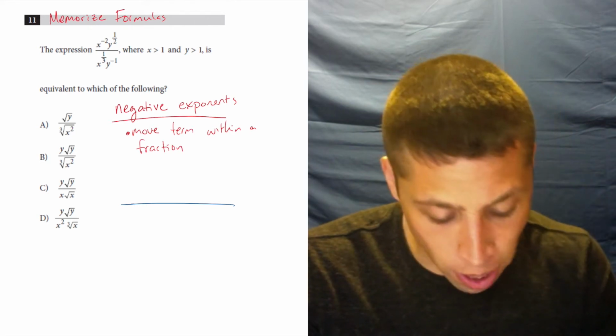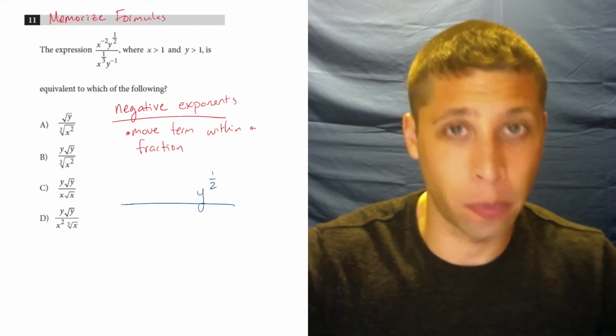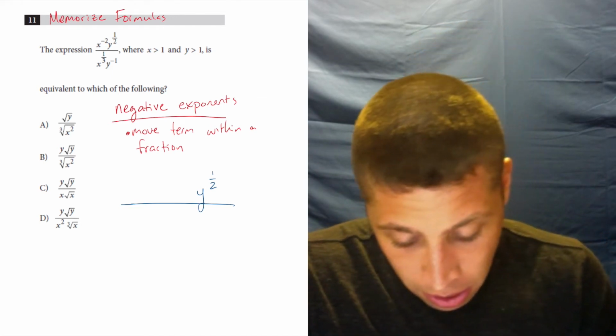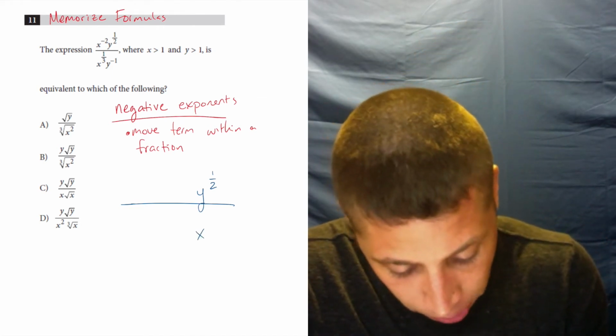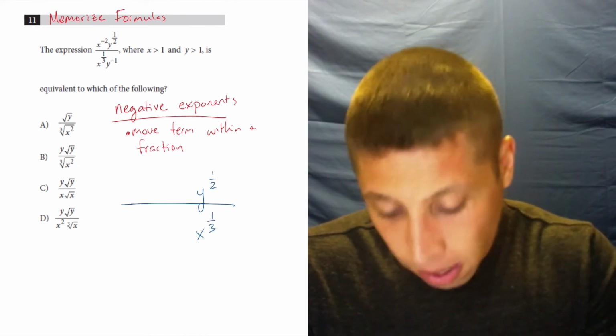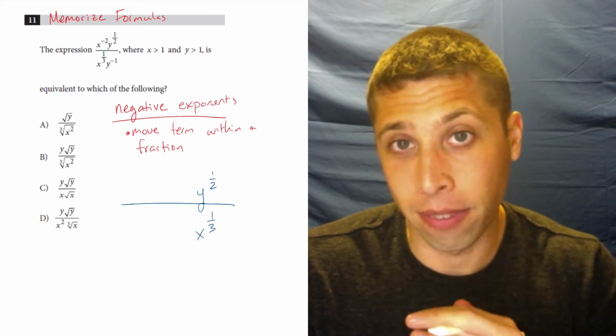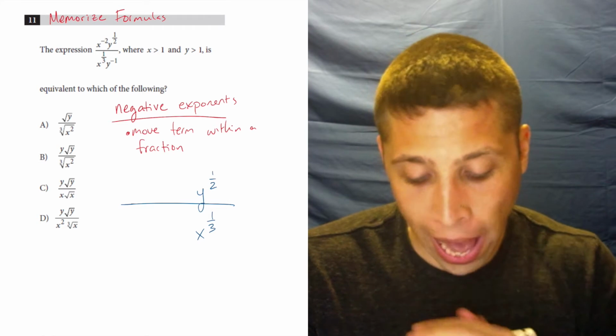So y to the 1/2, positive exponent, I don't want to touch it. Let's just leave it as is. x to the 1/3, same thing. I don't want to touch it. Let's leave it as is. But these other ones, x to the -2, y to the -1, I don't want to have negative exponents. They're annoying. So how do I get rid of them?